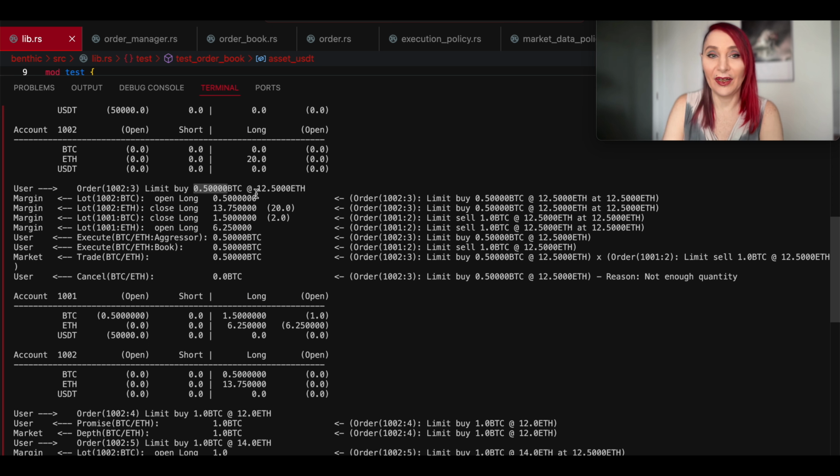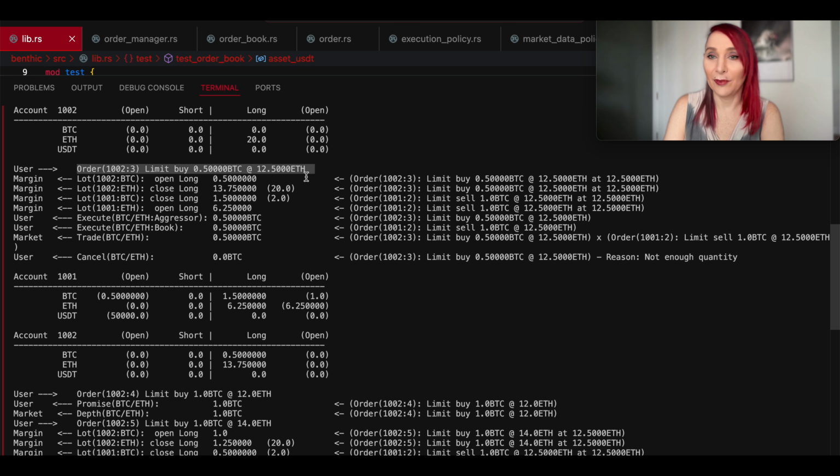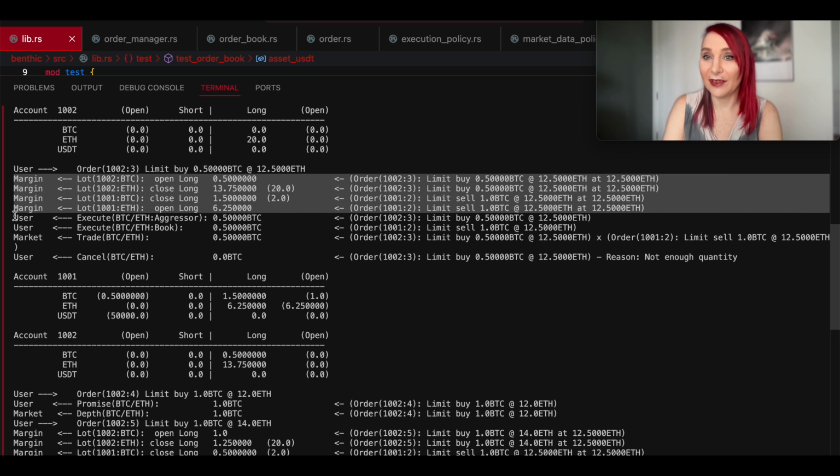And that order gets matched against this order from user 2 because they match, right? This order is at the same price, but it's half of that quantity, so they will match. It will take half of it. And we can see here how it gets actually matched and executed. We can see all the lots that are created or matched.